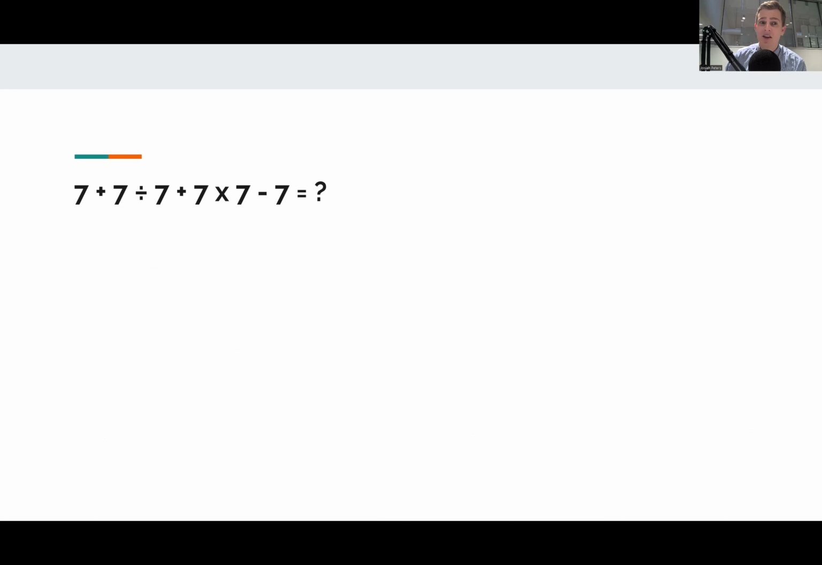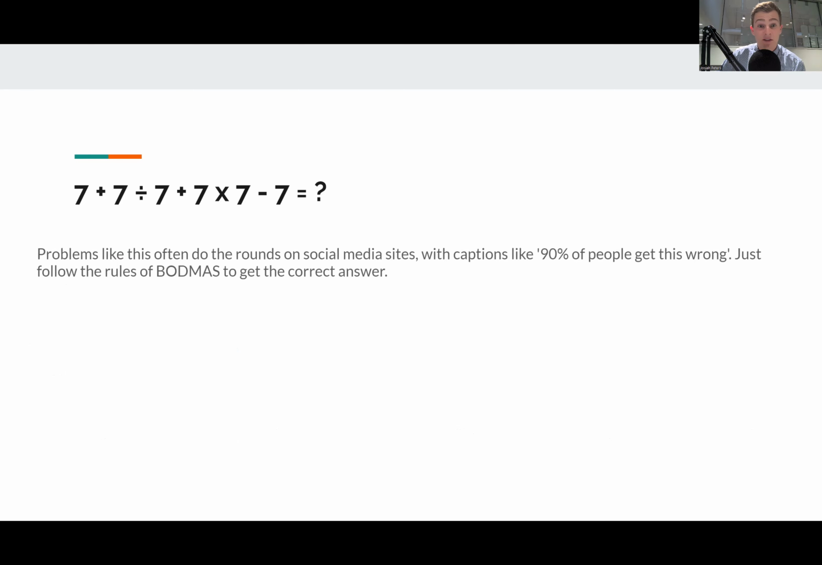Okay. Now this question, if you're going to have a go, pause the video now. Otherwise, let's have a look at this question. So there's a lot of symbols going on and a lot of 7s. So a problem like this, you actually might have seen something like this on social media. Sometimes with the caption like 90% of people might get this wrong. However, it doesn't matter. Just follow the rules of BODMAS to get the correct answer. As scary as this looks, the answer might surprise you.